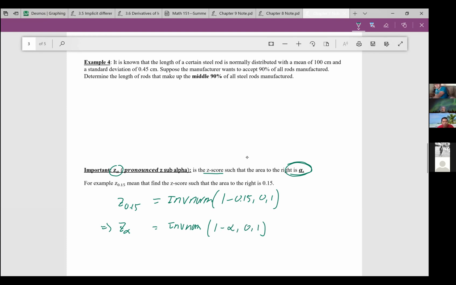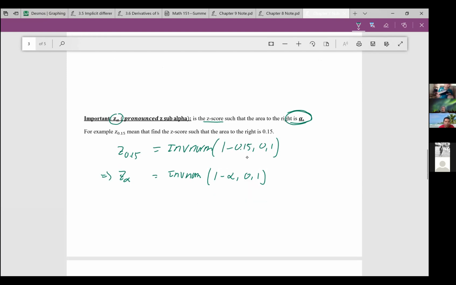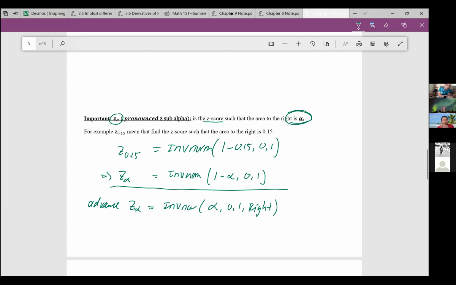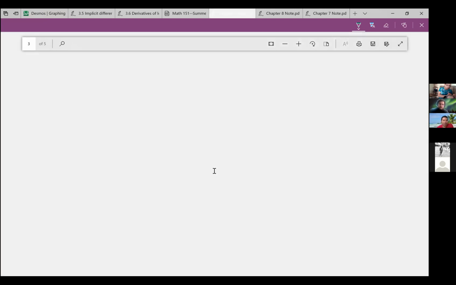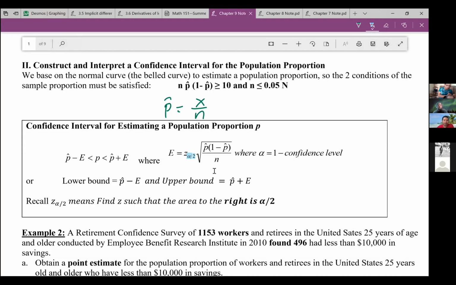That's for the TI-83/84, but if you have the advanced one, z alpha will be inverse norm of alpha, 0, 1, and you select that option. Keep in mind that's how we define z alpha in chapter 7. And here we have z alpha over 2, so we just divide alpha by 2 and then find the inverse for that.